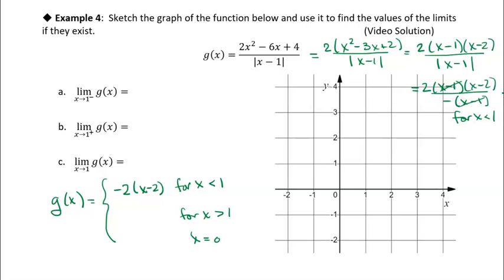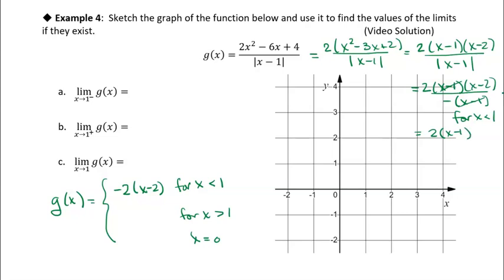Now if x is greater than 1, then what do we have? I guess I should have left some more room here. If x is greater than 1, then we don't need to change the sign of the denominator, right?